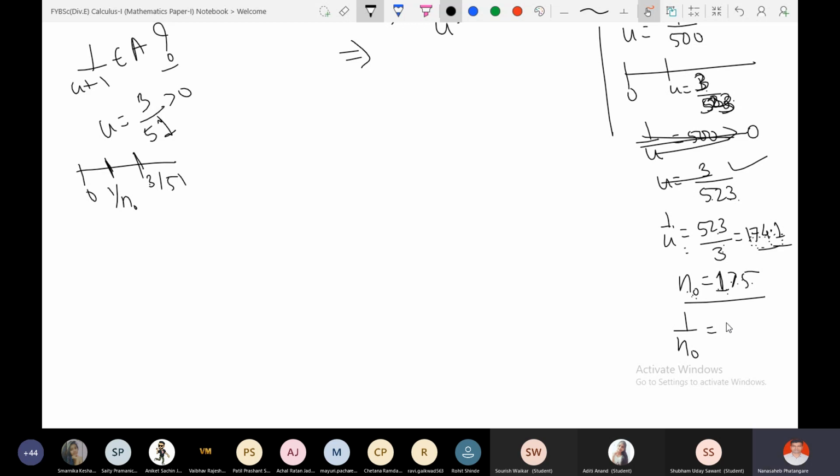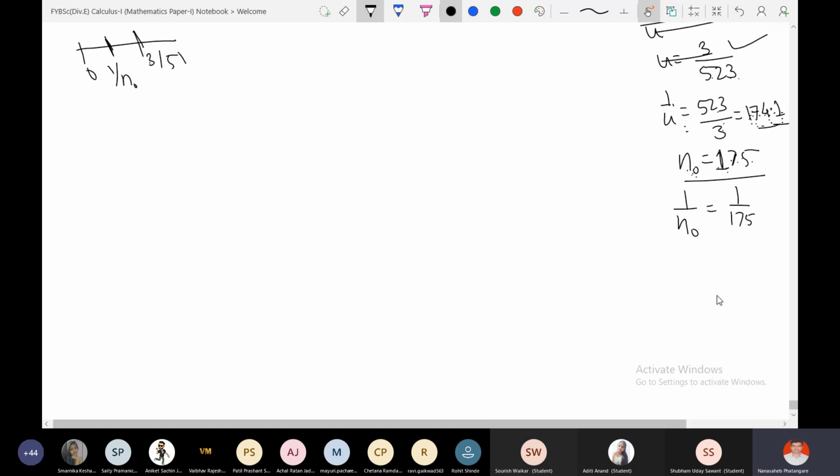What is 1 by n naught? 1 upon 175, right? Am I right? Whatever I am writing, is it correct? Yes, sir. Okay. Now, is this a member of set A? 1 upon 175, is it a member of set A? Yes, sir. Now what is the relation between 1 upon 175 and u?